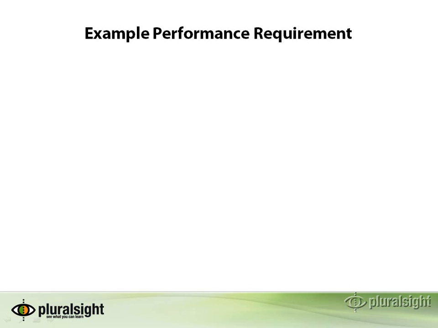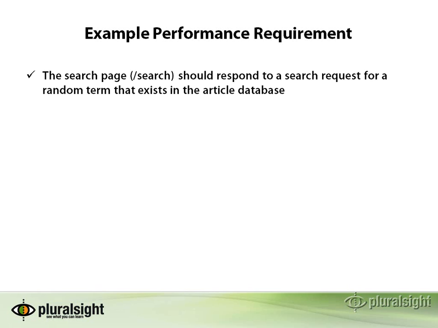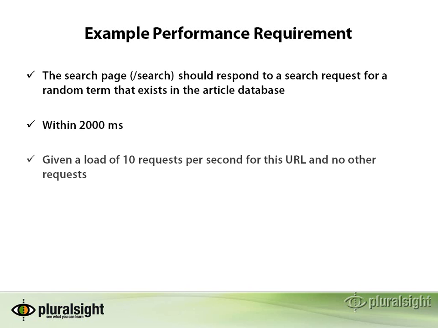Here's an example performance requirement using the system that I've just outlined. You might say that the search page should respond to a search request for a random term that exists in the article database. This provides us with enough information to write our test. Then we could say that the search page response time must be within 2000 milliseconds, and that this should occur with a load of 10 requests per second on this particular URL and no other requests occurring on the system at this time.